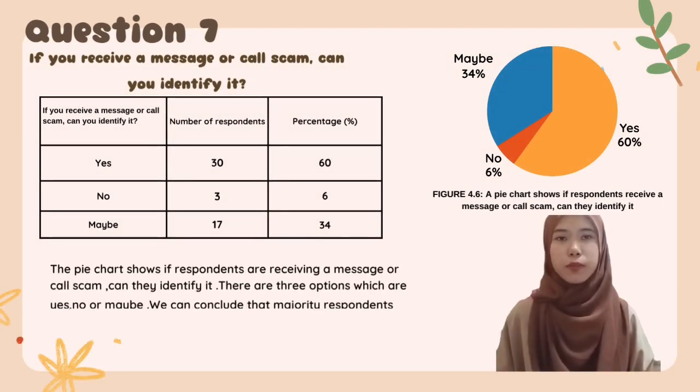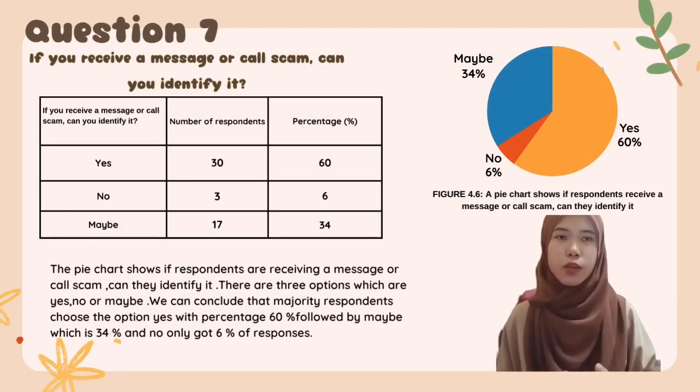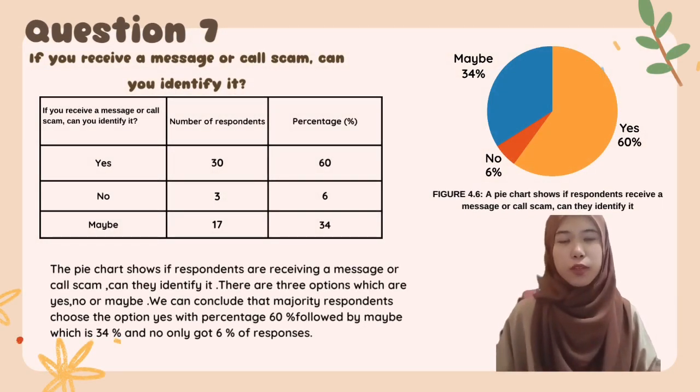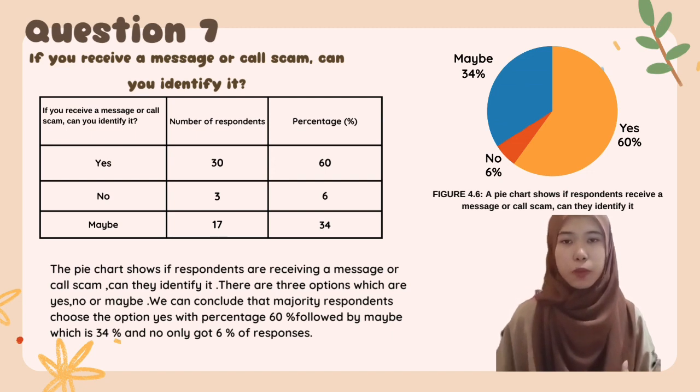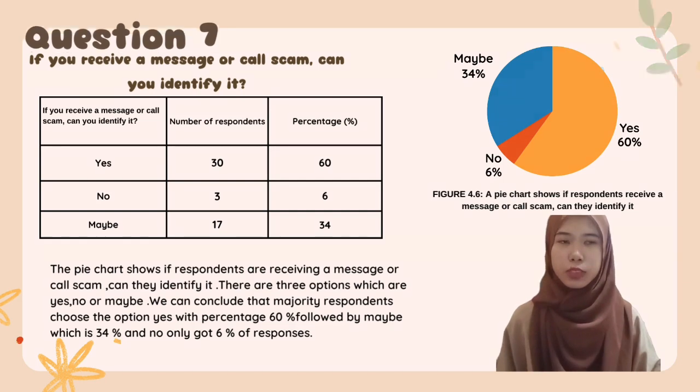Question 7 is, if you receive a message or call scam, can you identify it? There are 3 options, which are yes, no, or maybe. We can conclude that majority respondents choose the option yes, with percentage 60% followed by maybe, which is 34%, and no only got 6% of responses.